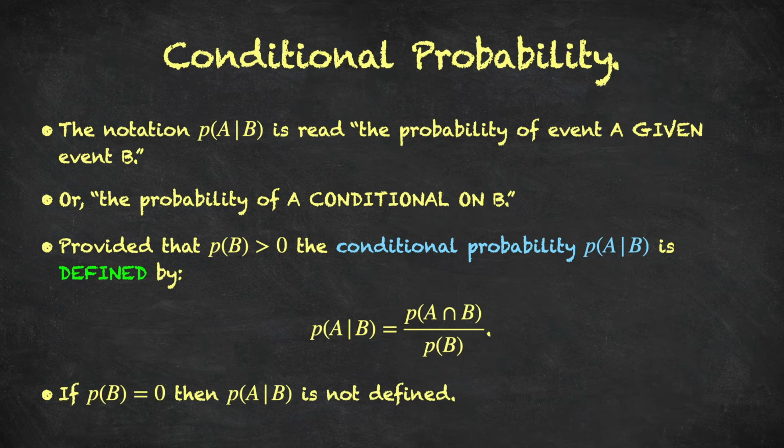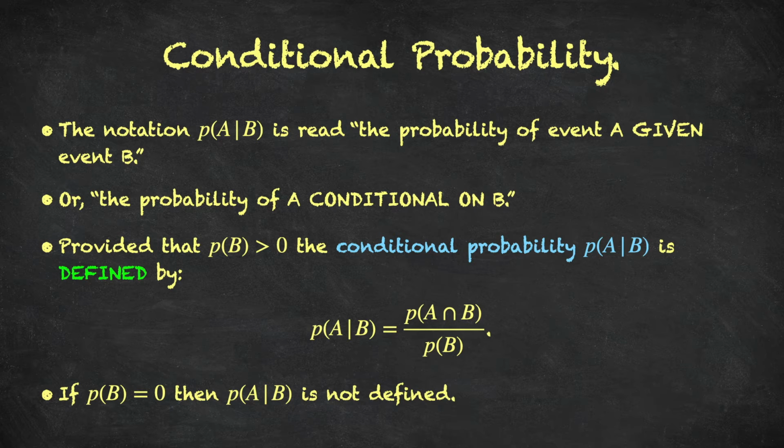So what do we mean by conditional probability? I've written P, the probability of A, and then a vertical line with B on the other side. You should read that notation as the probability of event A given event B. So it's the probability of A given the information that event B is true or has happened. Another way of reading this is simply the probability of A conditional on B.